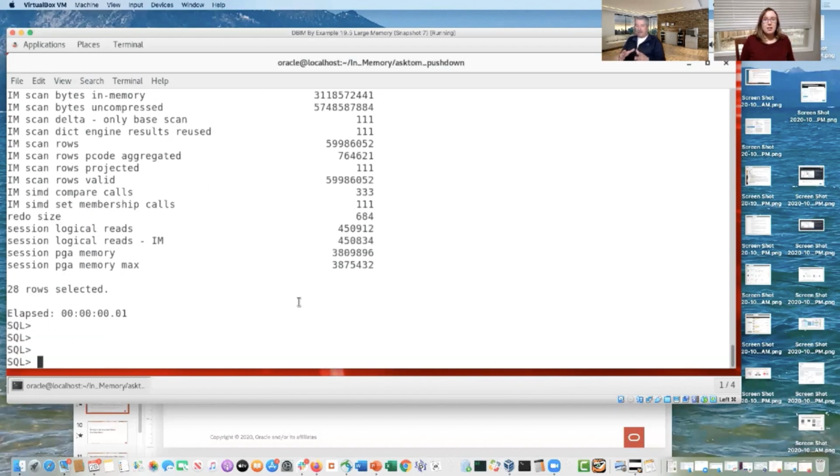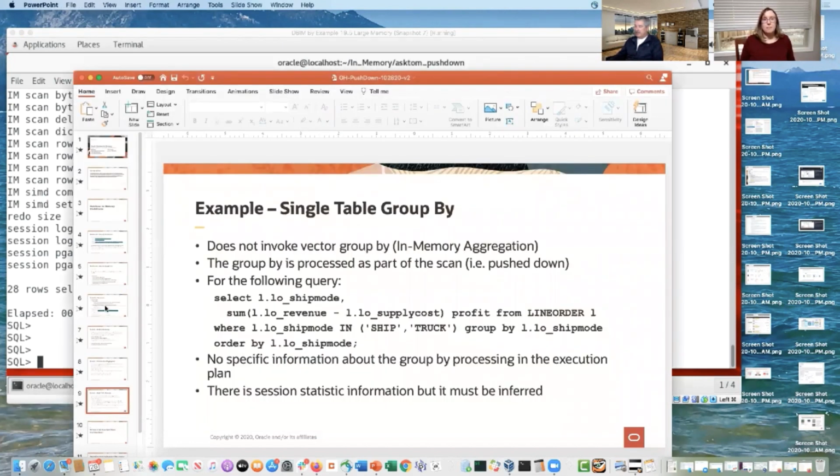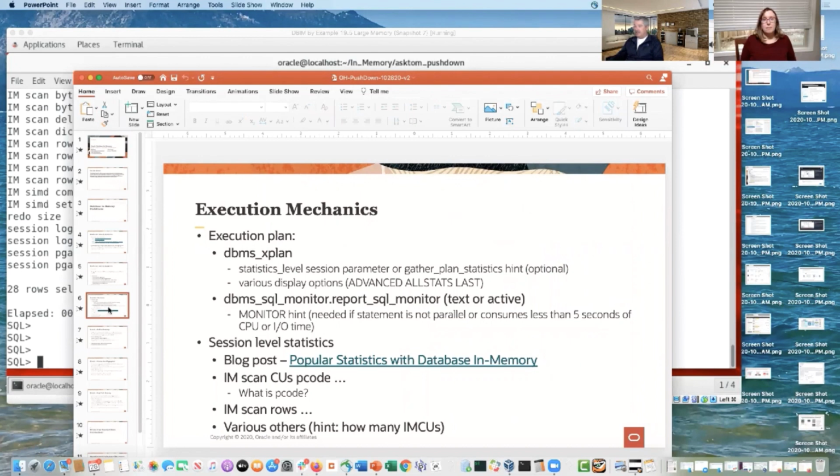So again, one of the big benefits of Database In-Memory is the ability to do this work during the scan. And we can even walk through that within session statistics, which is typically the simplest way to get that information if you know what you're looking for. And for folks that are going, oh my gosh, how am I going to figure that out? I do have a link here.